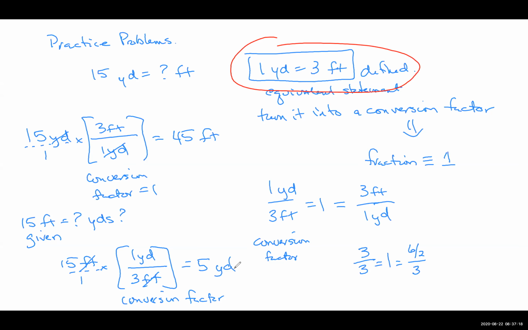So technically, if I was doing this, 15 is 2 sig figs, so I would need to say 5.0, but we'll come back to that and be more harsh as we're moving along.